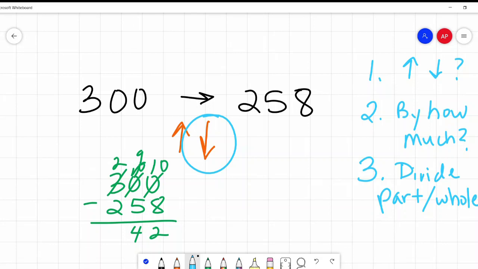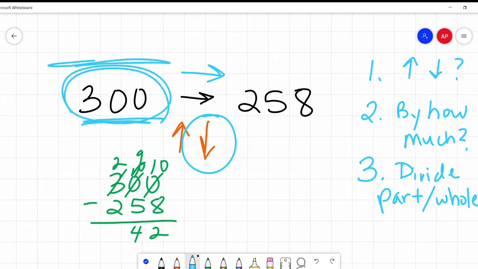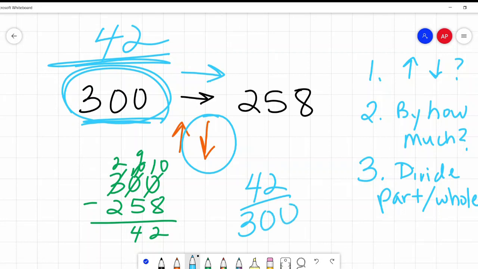So in this case, we were starting with 300 and then it went down. It was a percent decrease. So this was my beginning whole, and the part that it decreased by was 42. So 42 divided by 300. And off the top of my head, I'm going to say that's 0.14. Let me double check that. Make sure that I did that math in my head right. 42 divided by 300. Yes, it is 0.14.